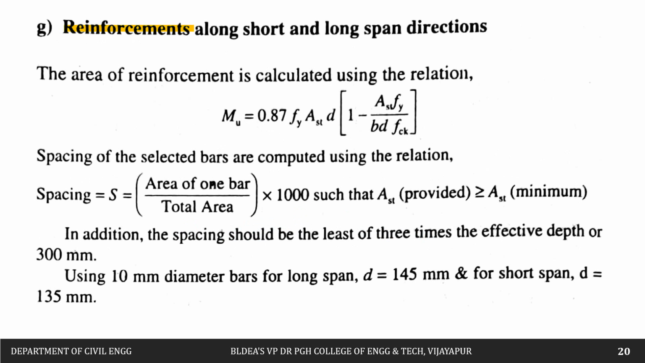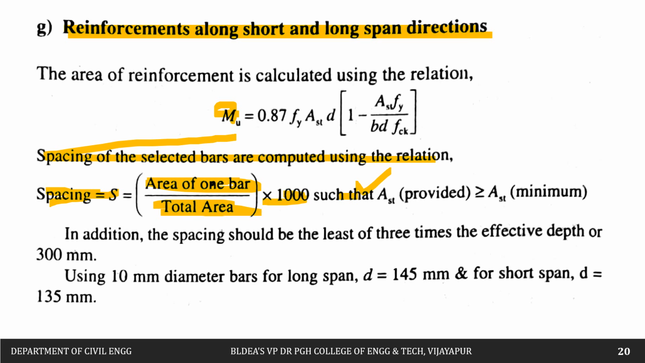Then next, let us calculate the reinforcement along the long span as well as along the short span. The same formula I explained earlier for Ast calculation can be used. Then to calculate the spacing of a selected bar, spacing is equal to area of one bar divided by the total area required multiplied by 1000, and we have to provide the area of steel in such a way that it is greater than the Ast minimum required.